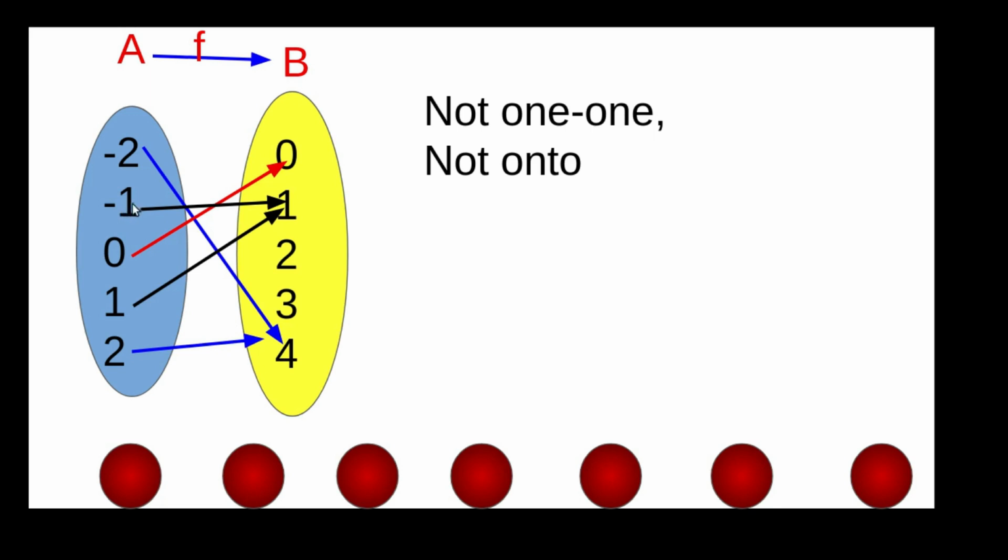Similarly here, minus 1 is not equal to 1, but their images are the same, 1. So this function is not 1-1. x1 not equal to x2, but f of x1 is equal to f of x2. So this function is not 1-1. This function is also not onto because 2 has no preimage, 3 has no preimage.